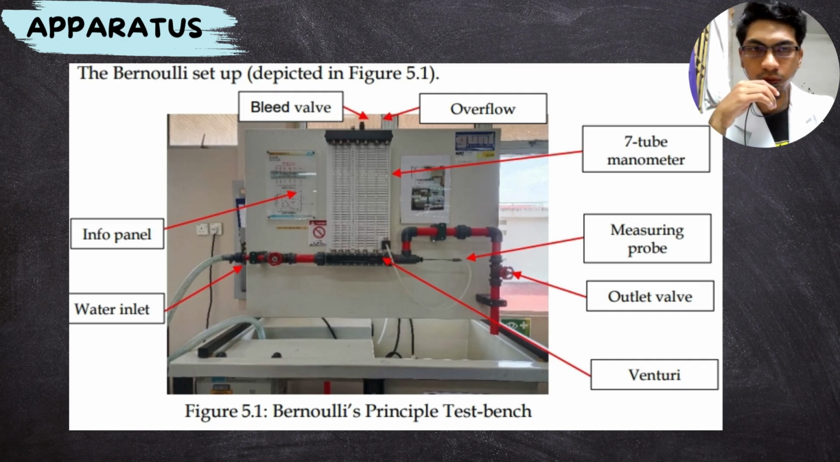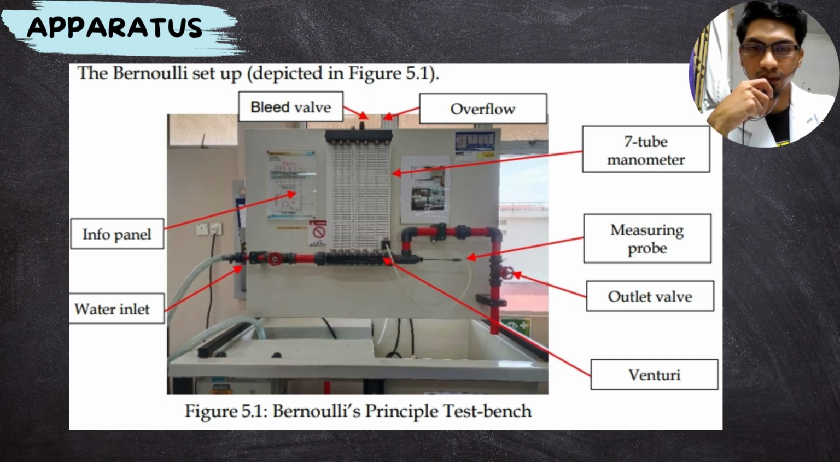So, the apparatus and components that we use in this experiment. We have the water inlet, second we have the info panel, third we have the flip valve, that's the control to control the pressure in the manometer, and overflow to remove all bubbles and air in the pipe system. Seven, manometer for recording the pressure.